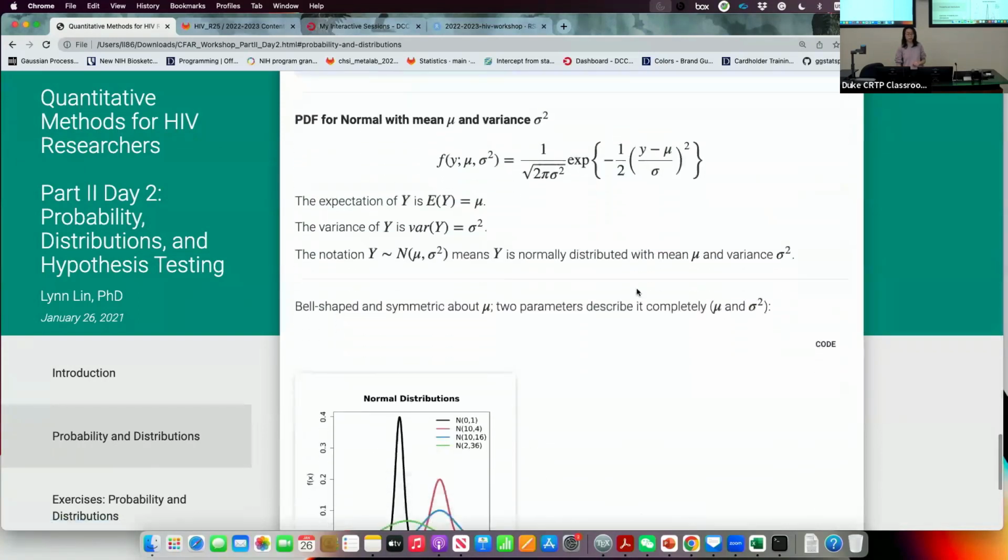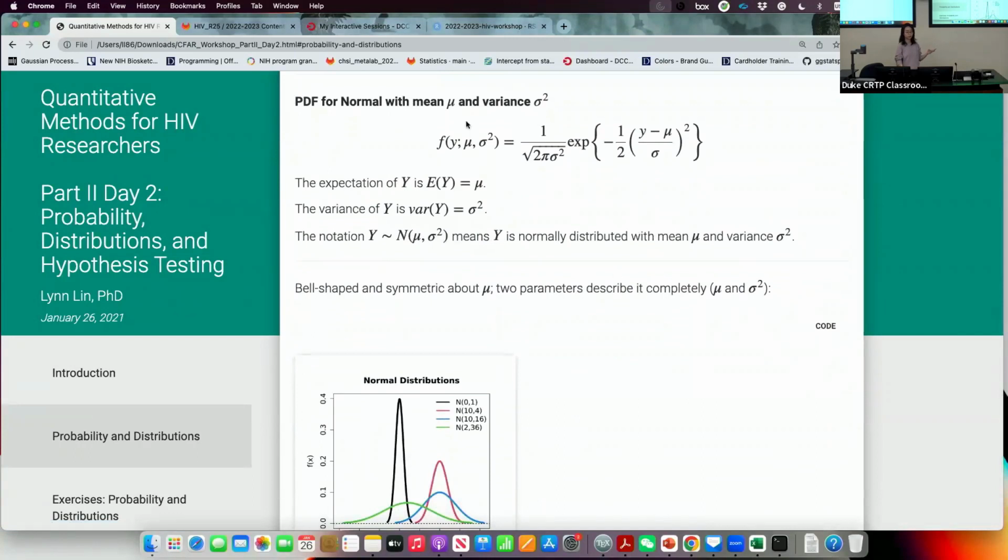The normal distribution is characterized by two parameters. One is the mean, denoted by mu, and the other is the variance. This is how the PDF of the normal distribution looks. Again, there's no intuition, unlike the binomial distribution. But this term is just doing a standardization: you subtract the variable by the mean and divide by the standard deviation.